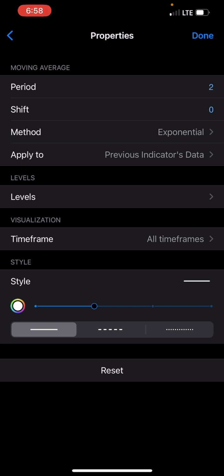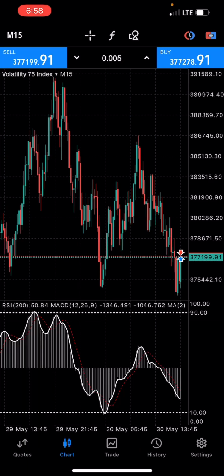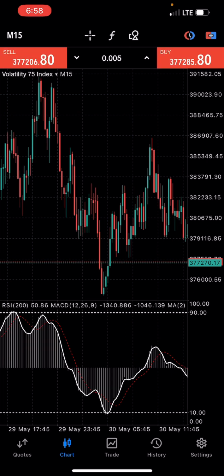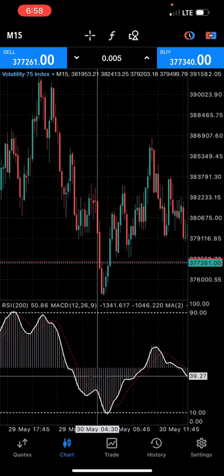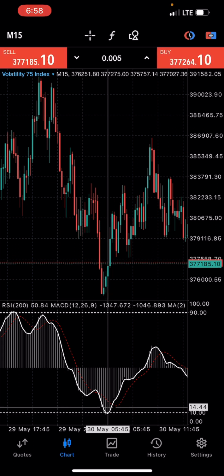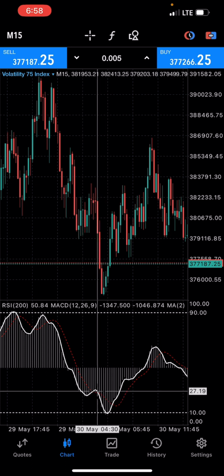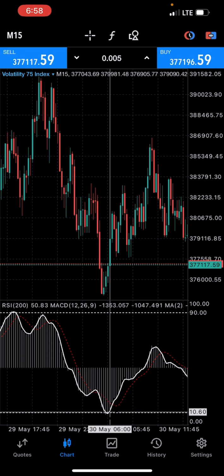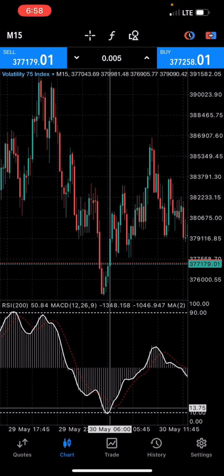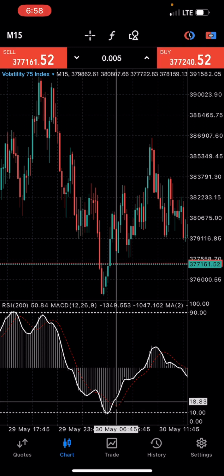So yeah, let's dive into the strategy. This is how it works basically. You look at the indicator window data. What do we have here? We have the MACD and the moving average. So whenever the MACD touches the level 10, this is for when we are looking for a bullish entry. When the MACD touches the level 10 and our moving average crosses it upward, that's when we enter for a buy.